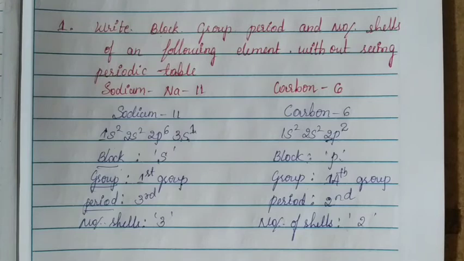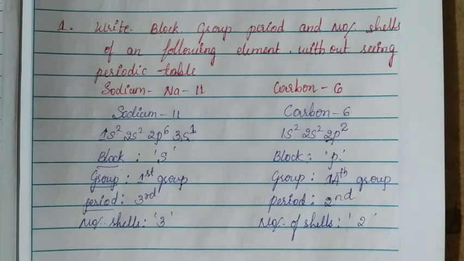Like this, by seeing only the atomic number, we can easily say the block, group, period and number of shells of an element. See children, take any 2 elements and write their atomic numbers yourself. After that, write the block, group, period and number of shells yourself.